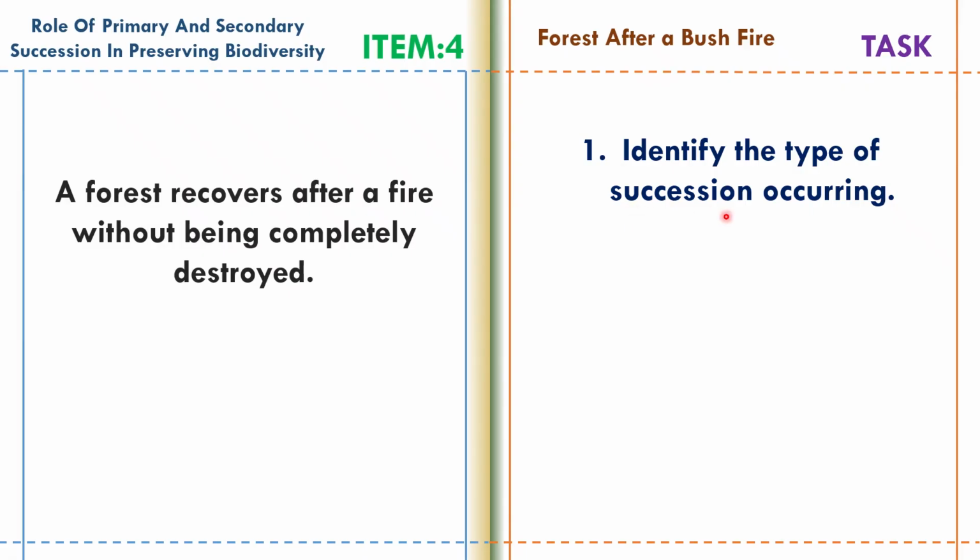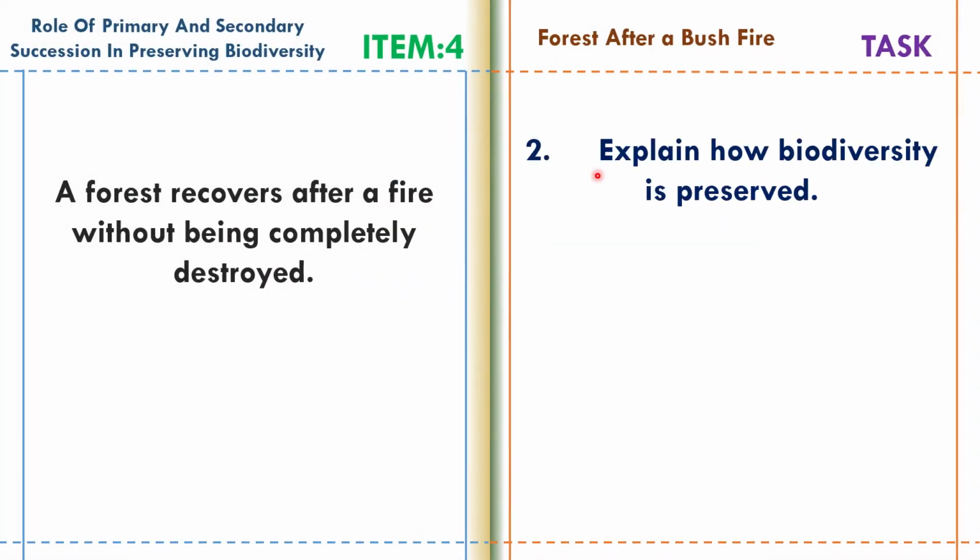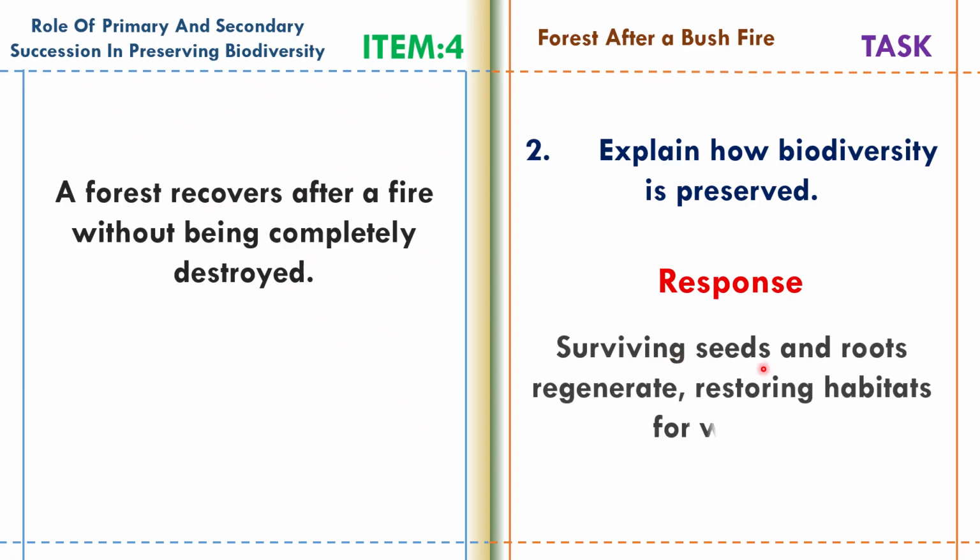Identify the type of succession occurring. Secondary succession. Explain how biodiversity is preserved. Surviving seeds and roots regenerate, restoring habitats for wildlife.